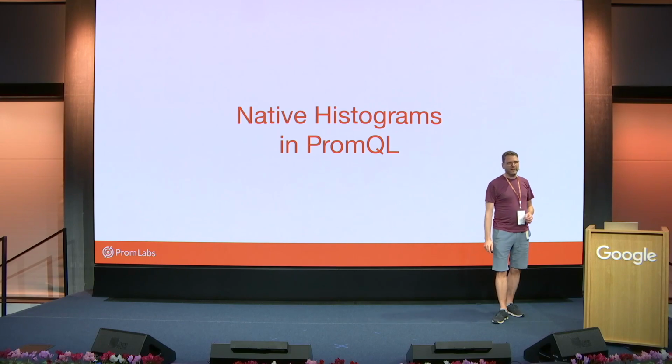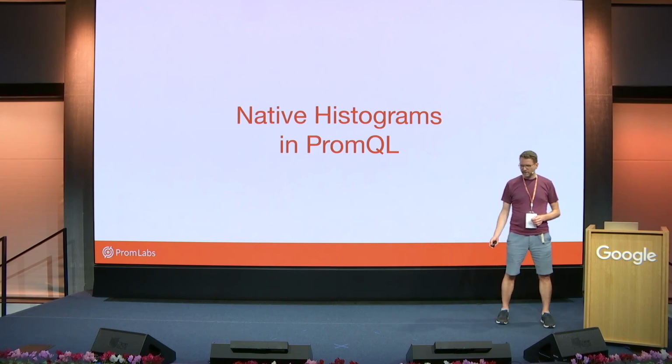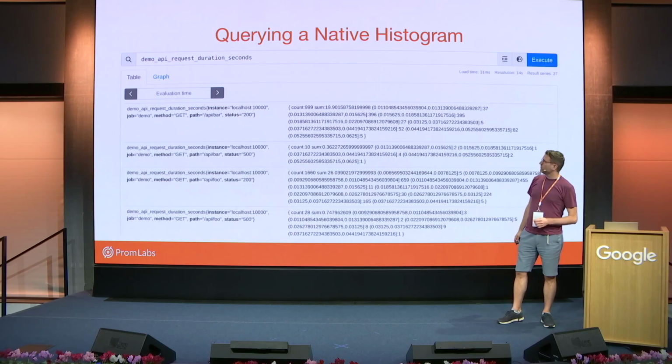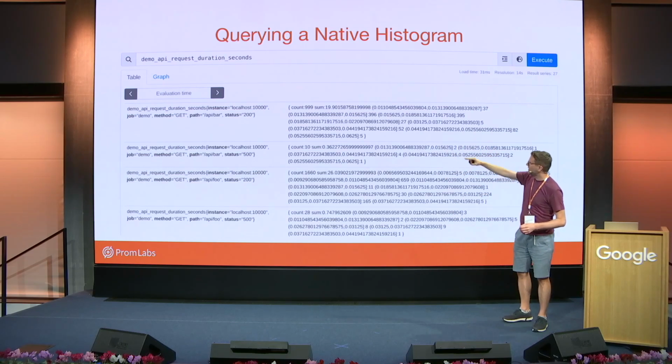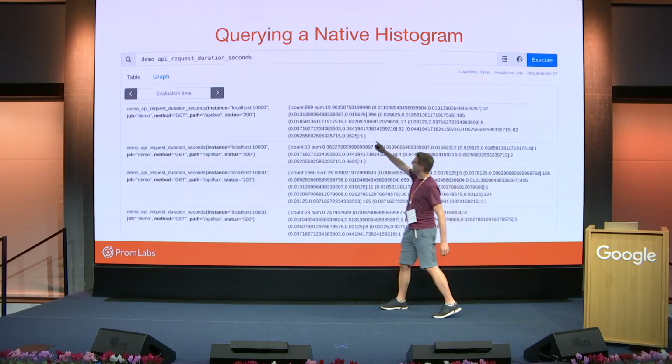Let's have a look at native histograms in PromQL. What do these look like in actual queries? First of all, cool thing, we don't need the _bucket suffix in the query anymore to get the actual histogram buckets. It's just the base name now, and it contains an entire histogram.